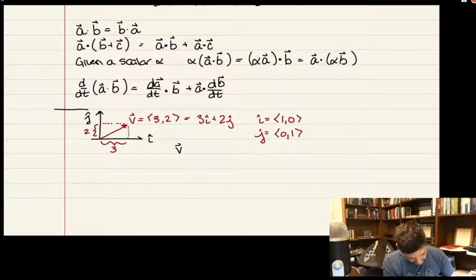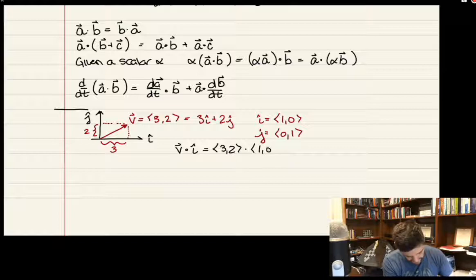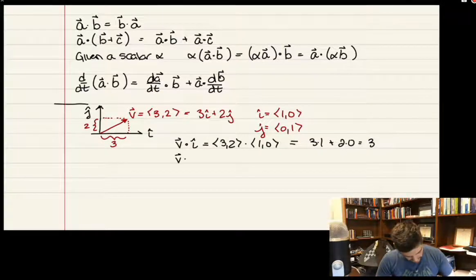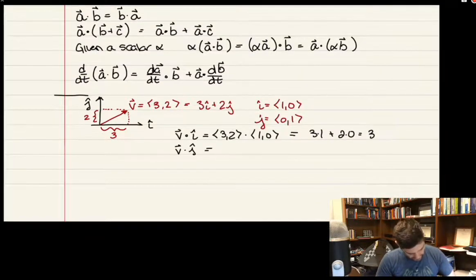Now let's take v dot i. That's the same thing as (3, 2) dotted with (1, 0). Remember, I take the first components, 3 times 1, then I add to it the second components, 2 times 0, which is just 3. What about with j? This again would be 3 times 0 plus now 2 times 1. So the answer would be 2.